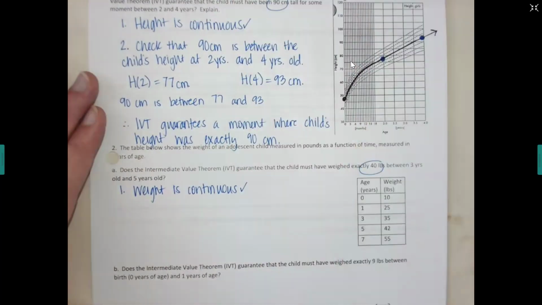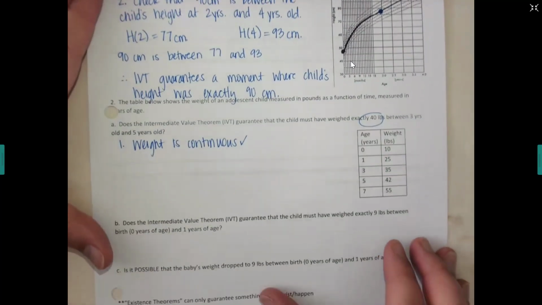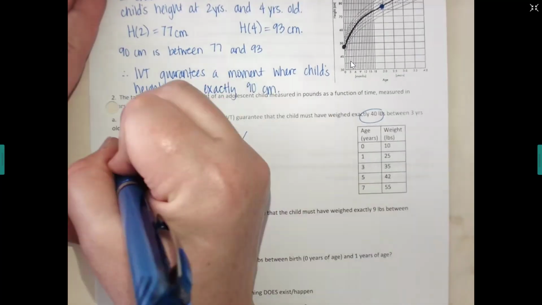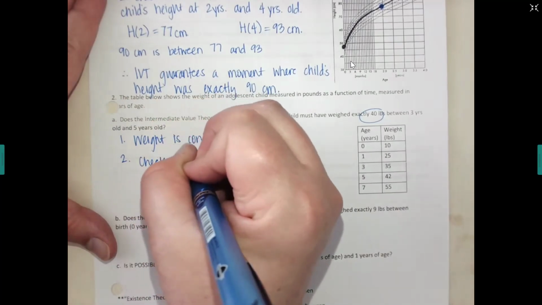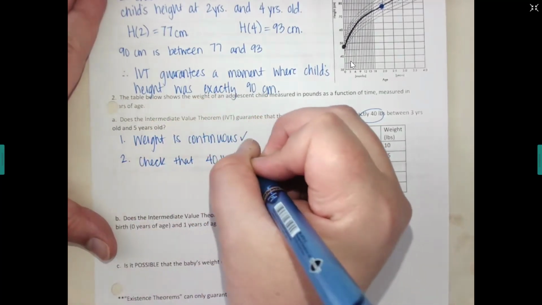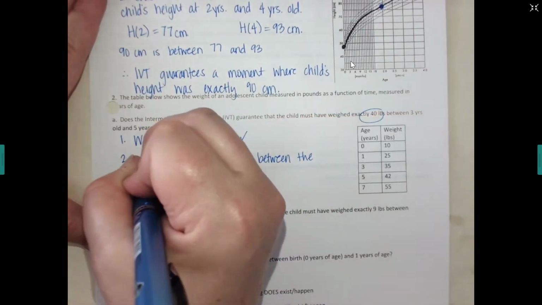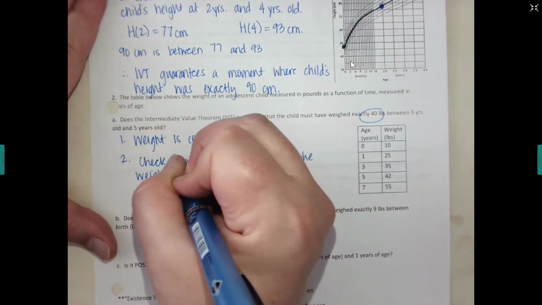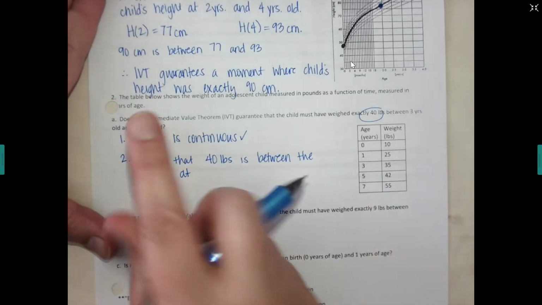Okay, so little check there. The second thing I have to check is that the weight that I want has to be between the weights at the beginning and end of my time interval. So what is the weight that we want the child to have? Exactly 40. So I'm going to check that 40 pounds is between the weight at what time periods? 3 years and 5 years.